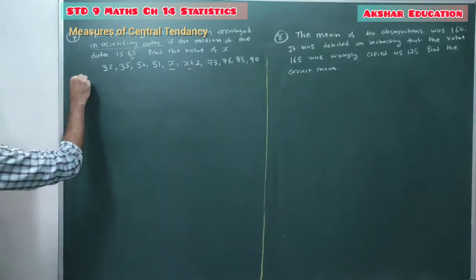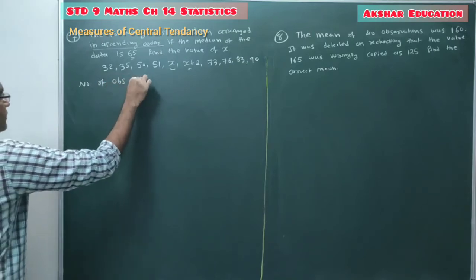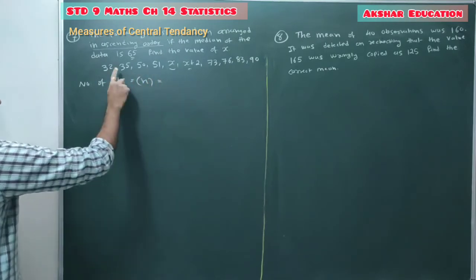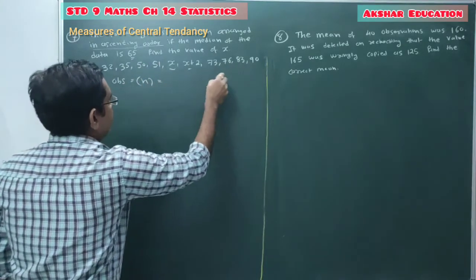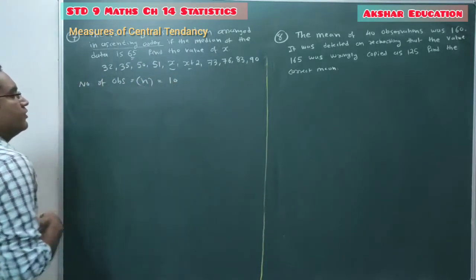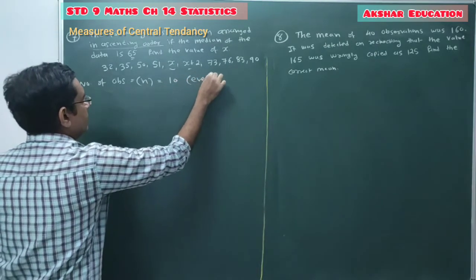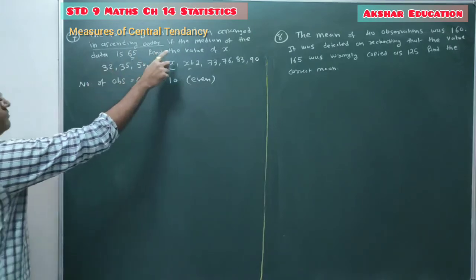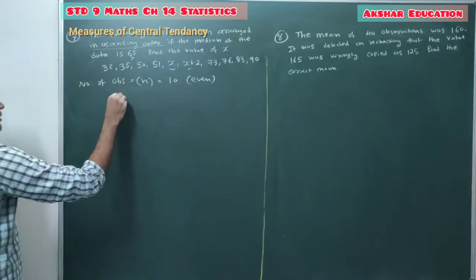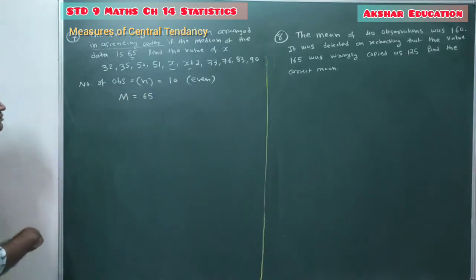So here the number of observations, that is the value of n, is equal to 1, 2, 3, 4, 5, 6, 7, 8, 9 and 10. So a total of 10 observations are there. So the number of observations is even, and the median of the data is 65. The median is given as 65.